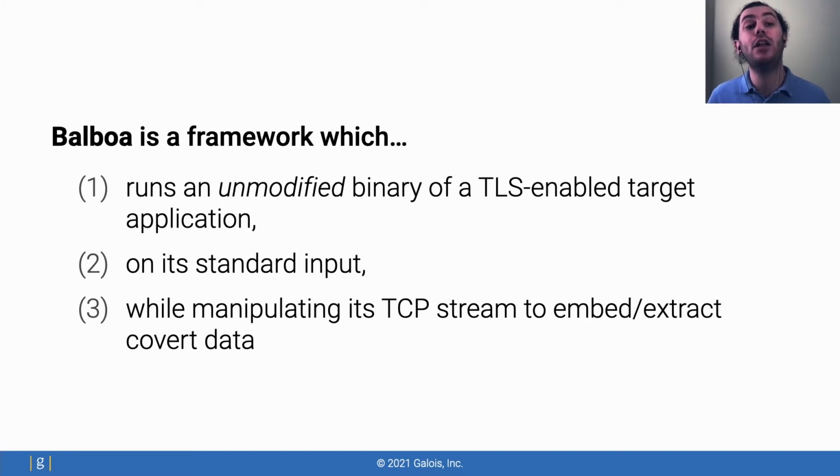First, it runs an unmodified binary of a TLS-enabled target application so that we don't fall into the pitfalls of mimicry. Second, we run the application on its standard input so we don't fall into the pitfalls of tunneling. And third, Balboa inserts itself between the target application and the operating system. It then intercepts and manipulates the application's network stream to embed and extract covert data.